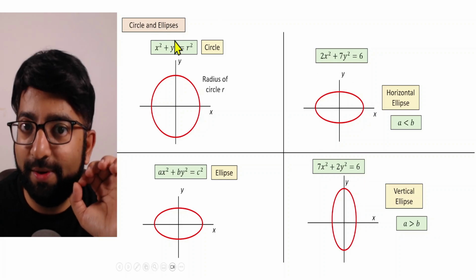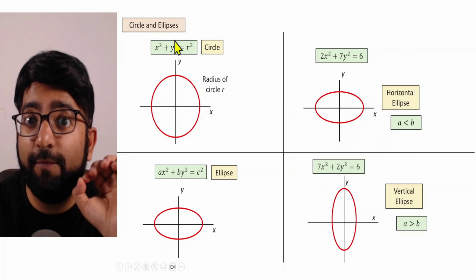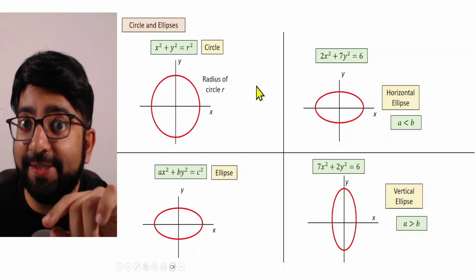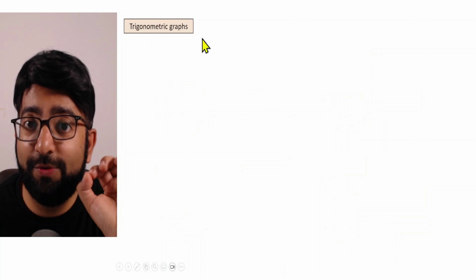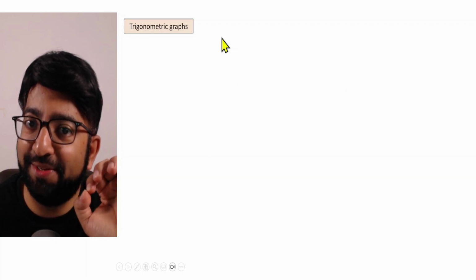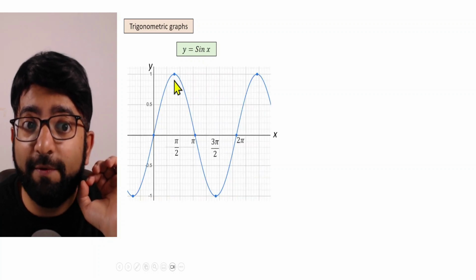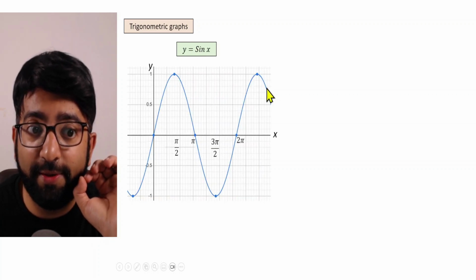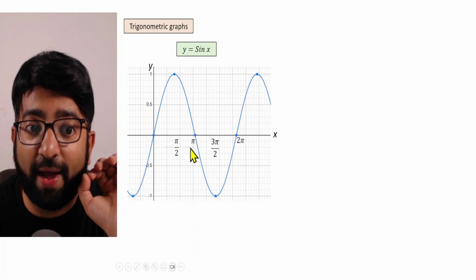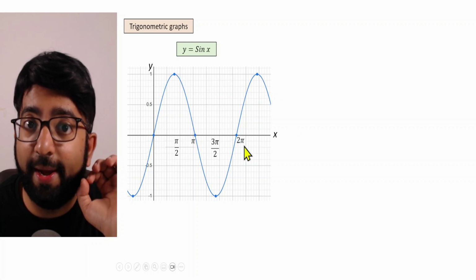Now, the equations of circles and ellipses are not that important for physics questions, but the next type of equations, the trigonometric graphs, are very important for physics questions. So we are going to start with y is equal to sine x. The shape of the y is equal to sine x graph looks like this. As you can see, on the x-axis, we have angles 0, pi by 2, pi, and so on.